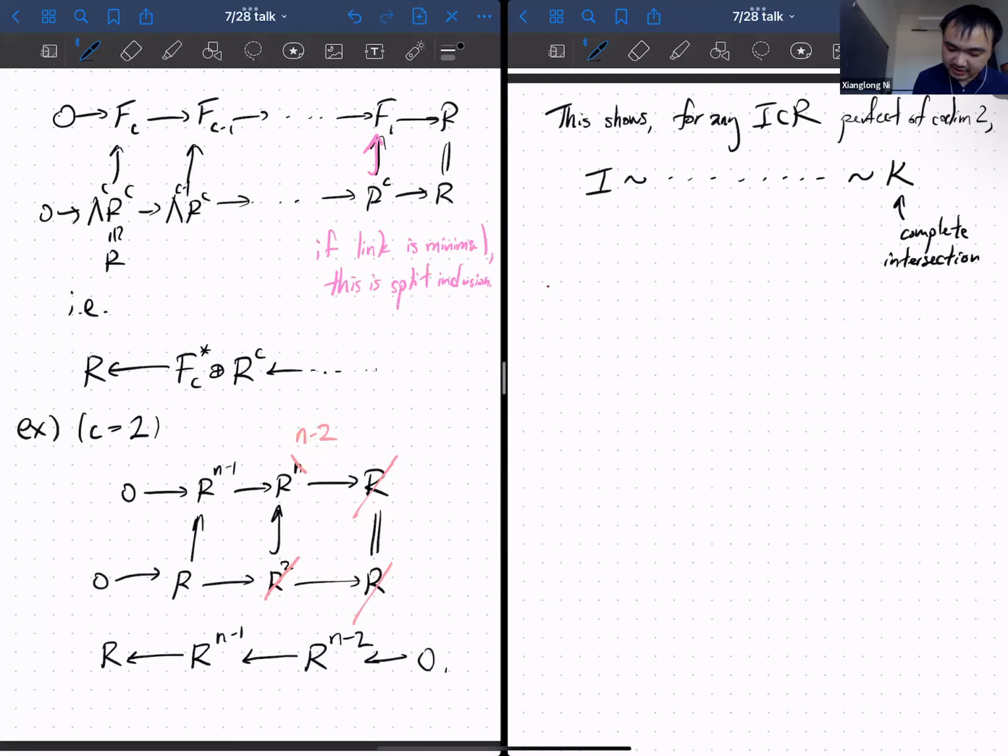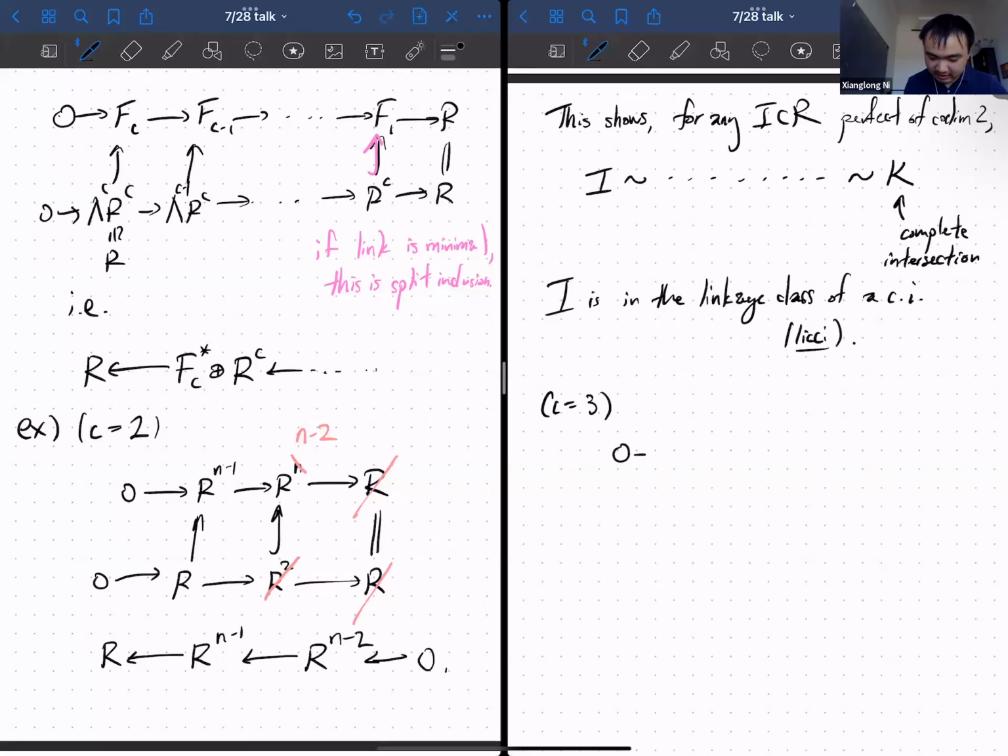And the term for this is that I is in the linkage class of a complete intersection, which is abbreviated as saying I is Lichi. Now, this argument does not work for codimension 3, but it's interesting to see what it tells us for codimension 3. Right, so if c equals 3, then I have a free resolution that looks like this.